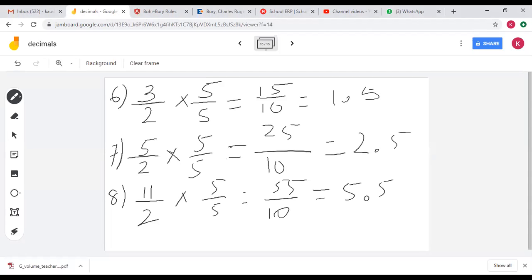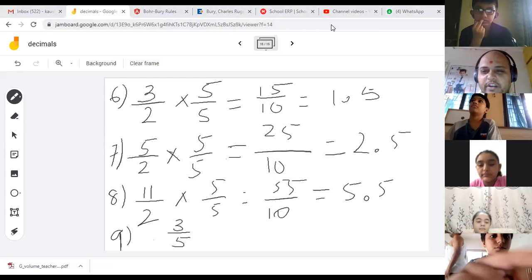Okay, now let's do number 9, 3 upon 5. Sorry, hold on. This is too small a space, so I will try to squeeze it in here. 3 upon 5. Now this one you have to convert into decimal form. 3/5, I want to convert it into a decimal point. Do it fast and send me the answer. Let's see how many of you can do it. Come on.